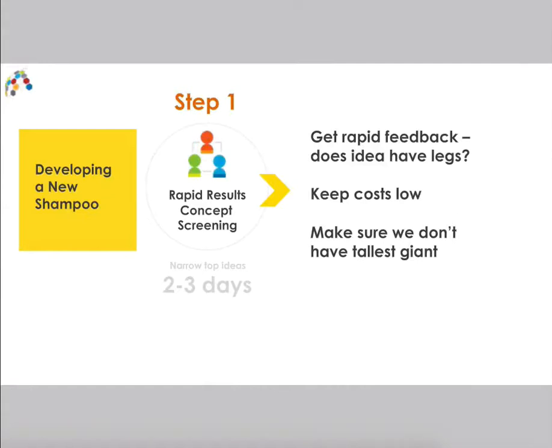And importantly, when they're testing these ideas and they're looking at scores, the brand manager wants to make sure that they don't have the tallest midget. So if they have a range of ideas, how do they know which one or which two, and then what is the context for that to move it forward? And they need results quickly because this is the stage where you're screening and really trying to get a gauge of how to move forward.